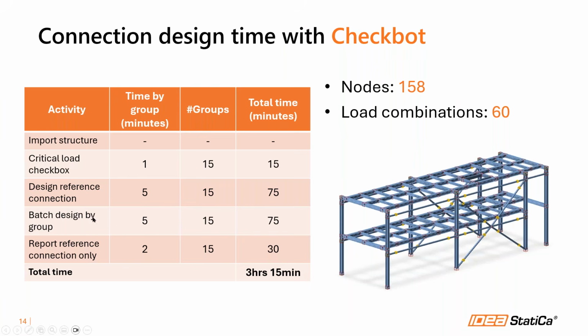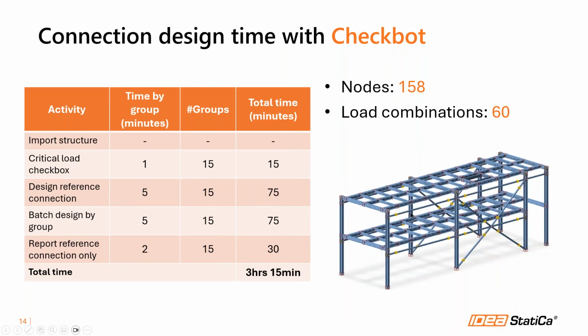You can see it at connectionlibrary.ideastatica.com. Then batch design by group. Here it took me about 5 minutes, but in this model I had different types of cross sections. It was a rolled I section, but I also had a hollow section. This highly changed the time needed to run the calculation, because for the hollow section we by default run the GMNA analysis, the geometrical material nonlinear analysis. And of course, this is a more sophisticated analysis, which is why it takes more time to run.